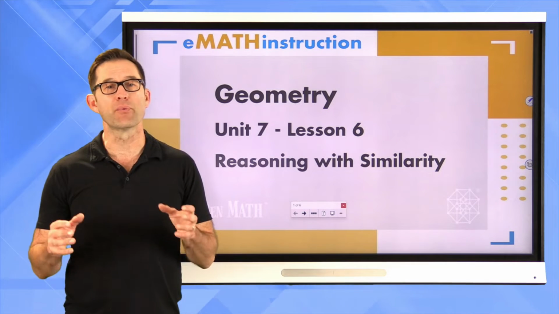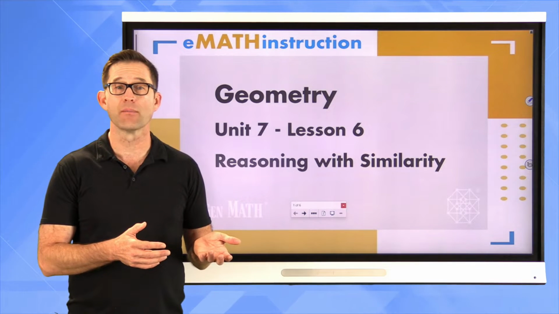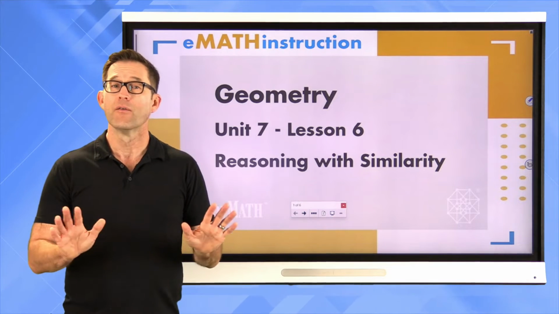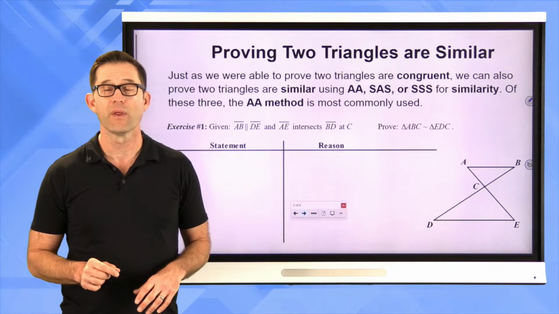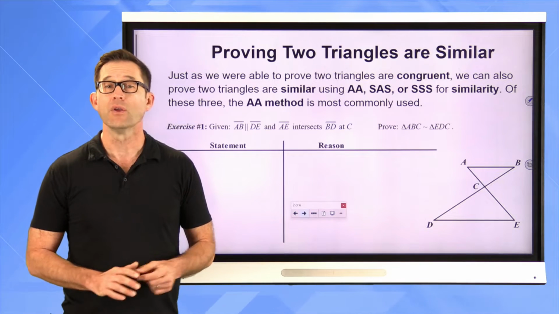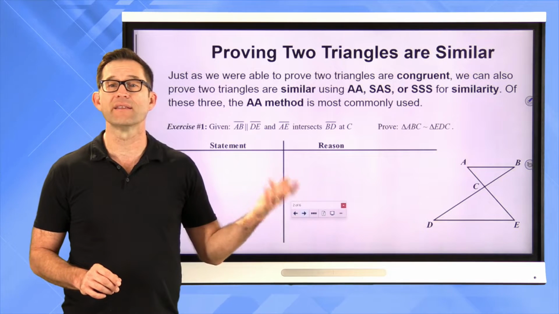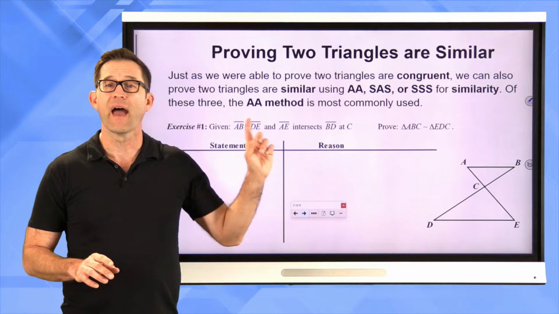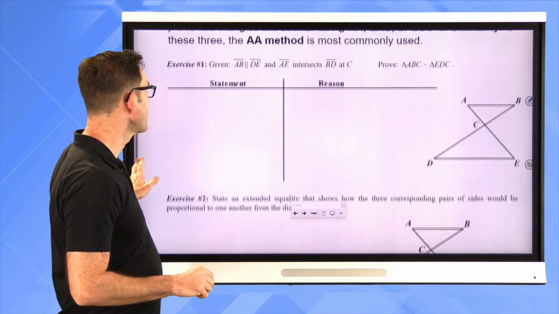So now we get into the proof portion of Unit 7, where we're going to look at how we can prove triangles are similar, and then what we can do with that, how we can extend those proofs a little bit further. For now, let's just jump into that first basic issue, proving two triangles are similar. Just as we were able to prove two triangles are congruent, we can also prove two triangles are similar using the angle-angle theorem for similarity, or the side-angle-side theorem, or the side-side-side theorem for similarity. Of these three, make no doubt about it, the angle-angle method is most commonly used. So, let's take a look at exercise number 1.